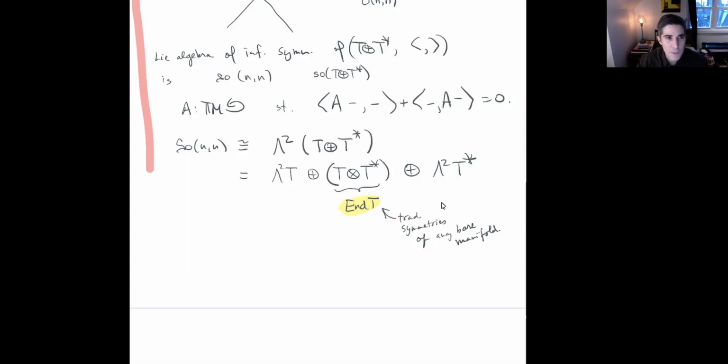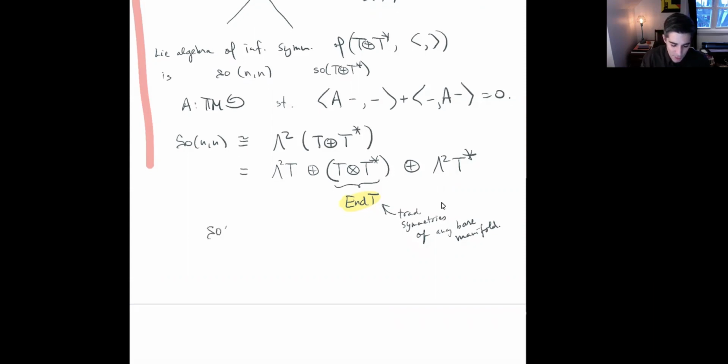I said this because anyone who studied any kind of Riemannian geometry would know that the Lie algebra so(n) is the same thing as skew-symmetric matrices. So for a Riemannian geometer, this is totally home base material, but it's true for any non-degenerate symmetric bilinear form.